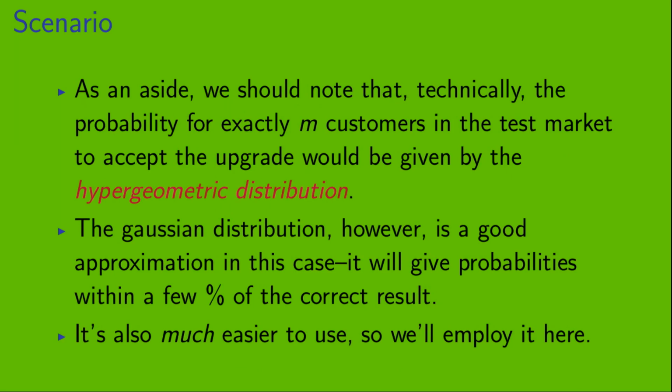As an aside, we should note that technically the probability for exactly M customers in the test market to accept the upgrade would be given by the hypergeometric distribution. The Gaussian distribution, however, is a good approximation in this case. It will give probabilities within a few % of the correct result. It's also much easier to use, so we'll employ it here.